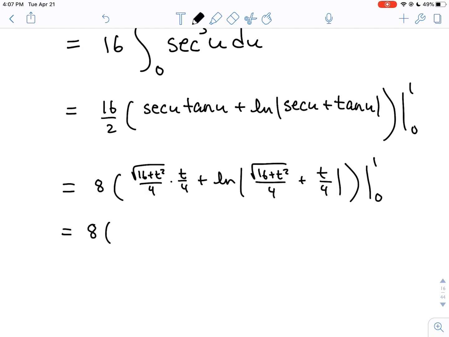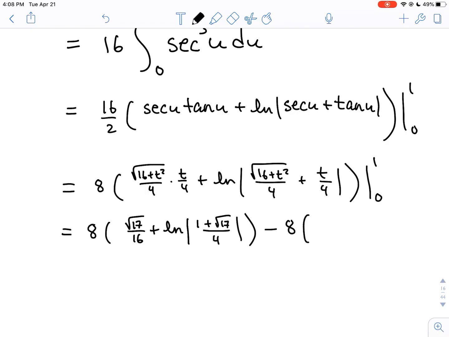Okay, let's plug in the 1 first. We get a radical 17 over 4 times a 1/4. That's just radical 17 over a 16. Plus natural log, absolute value, radical 17 over 4 plus 1/4. That's just going to be 1 plus radical 17 all over a common 4. And then minus 8 parentheses.